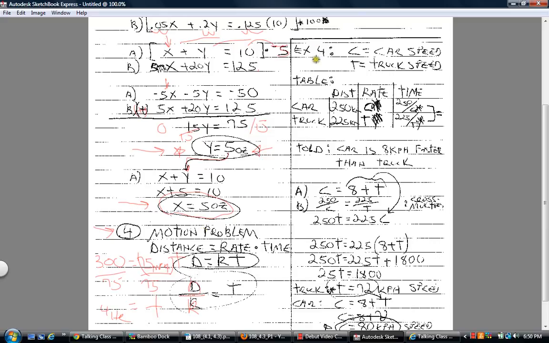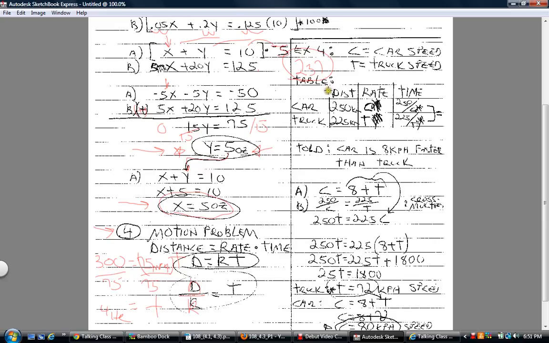This is example 4. It's right out of the book here. It's on page 237. Okay, so they tell you there's a car and a truck. I let C represent the car speed, T represents the truck speed. Now look how I'm trying to get organized here. Now you read this problem. Let me read it to you real quick.